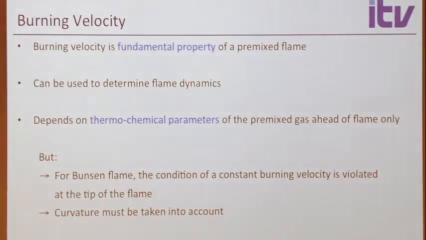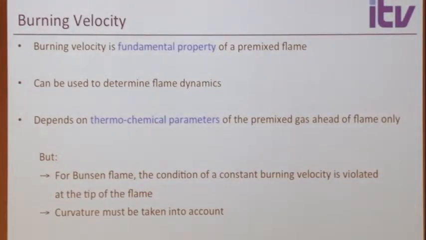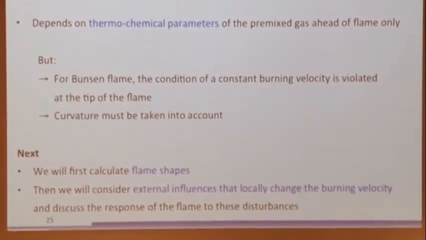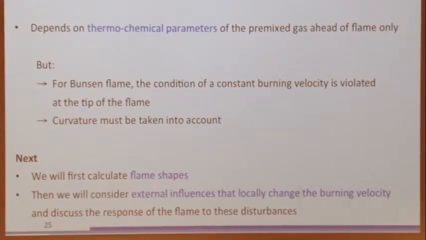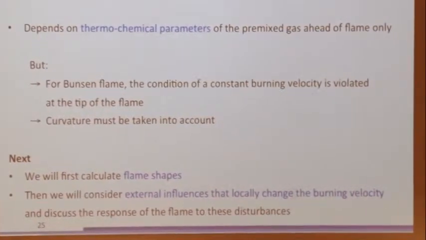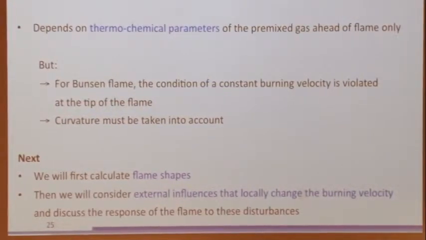But as I said earlier, the flame velocity is influenced by other parameters like curvature, and we see this very easily here in this Bunsen flame. We need to consider things like curvature or the effect of the flow field on the flame. So what we'll do next is first look at the flame shape, at how to compute flame dynamics. We derive an equation for this, and then we look at these external influences like curvature and Lewis number effects, and then also talk about flame instabilities.